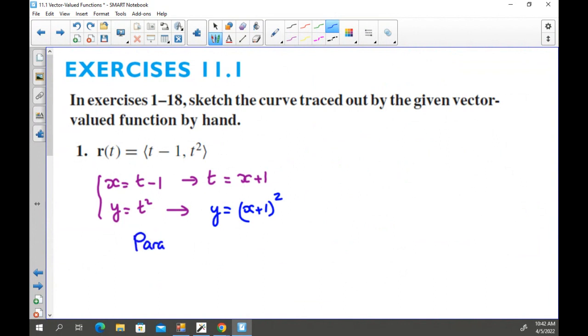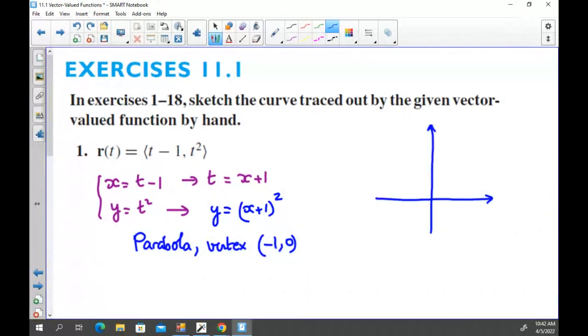which is a parabola. This is a parabola. Where is the vertex of this parabola? Vertex at minus 1, 0. So you say minus 1, 0 is this point. Yeah? And the parabola will be like this.